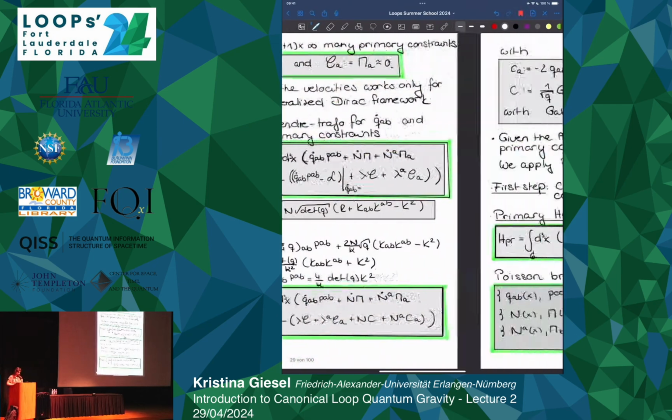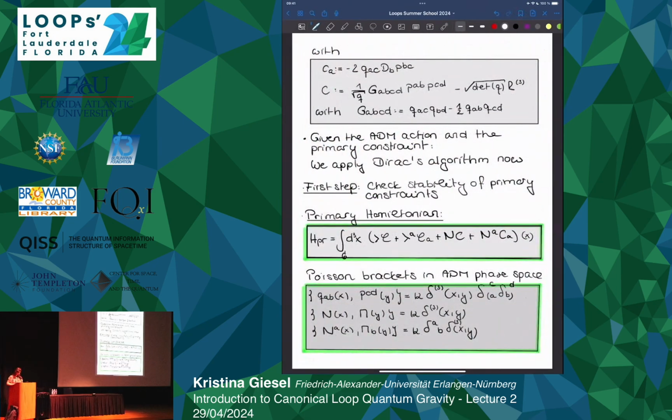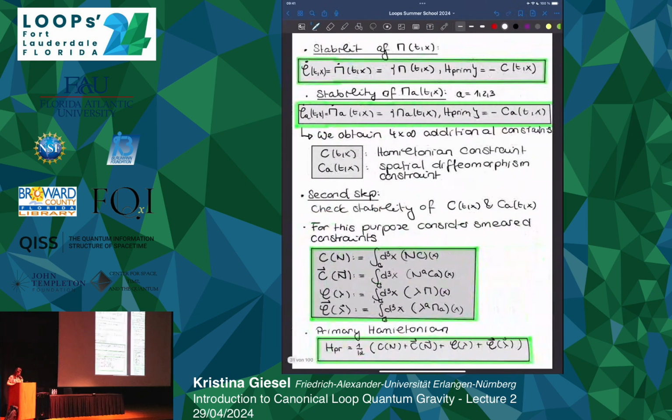Now we have 4 times infinitely many additional secondary constraints encoded in these functions here on phase space. Therefore, the next step, according to the algorithm, is to check their stability. Now you can imagine looking at the action and the form of the constraints. This is something which is quite tedious to compute, but you can do this.